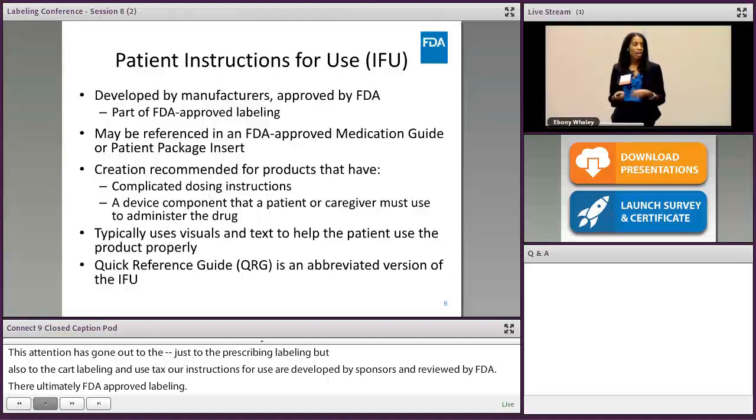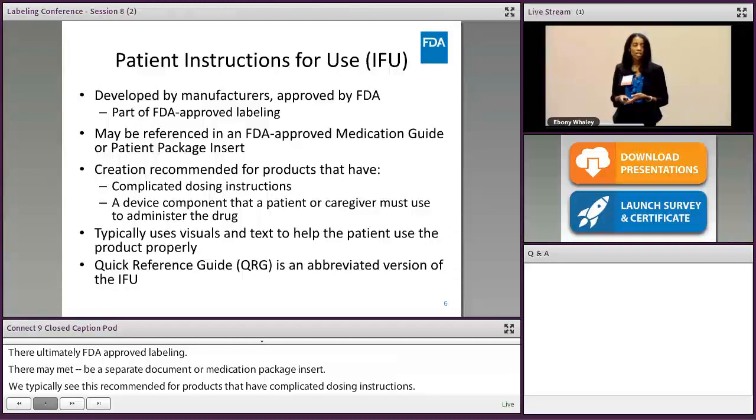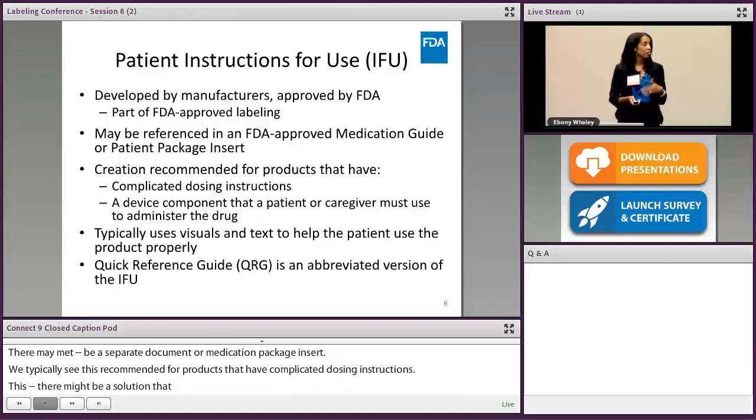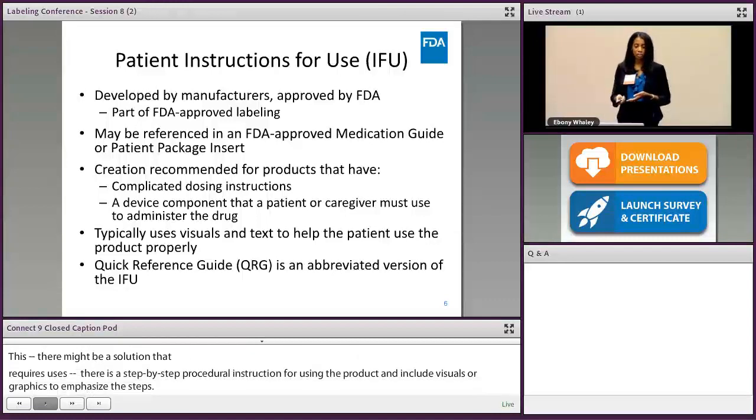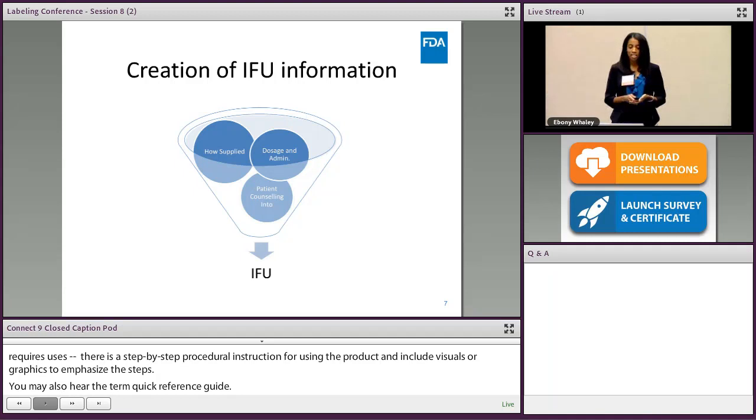We typically see IFUs recommended for products that have complicated dosing instructions. This might be an oral solution that requires users to withdraw a weight-specific dose using an oral syringe. We also see IFUs recommended for products that have a device component, including an auto-injector or an inhaler. IFUs have step-by-step procedural instructions for how to use a product, and they might also include visuals or graphics in order to emphasize those steps. And you might also hear the term quick reference guide. This is an abbreviated version of instructions for use.